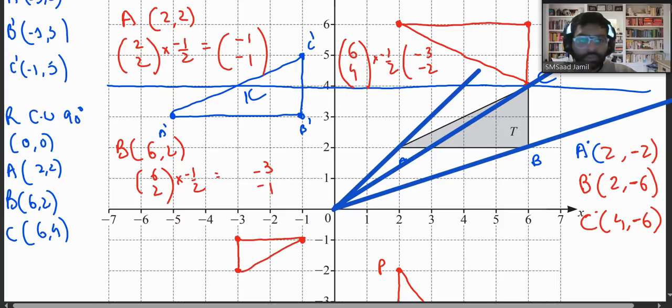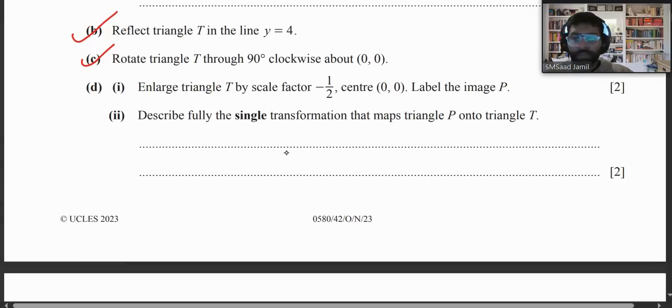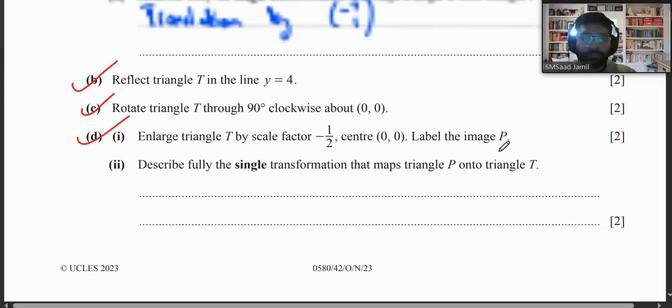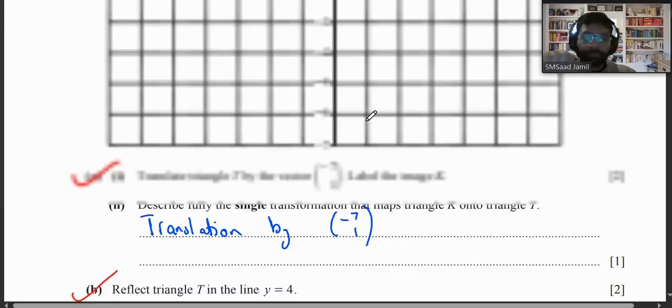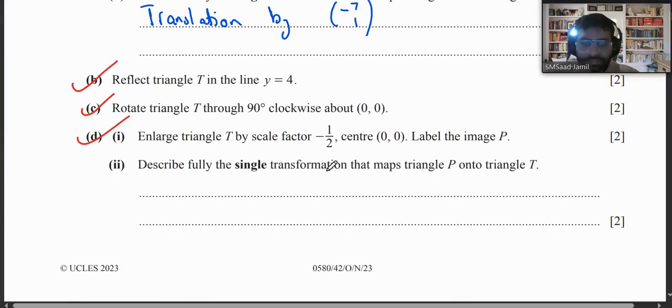Okay, so now let me remove the unnecessary working. Yeah, so now we have done the enlargement part as well. Now the last part says describe fully the single transformation that maps P onto triangle T. So look, this one is P, this new one is actually P. So it says what is the single transformation that maps P onto triangle T.